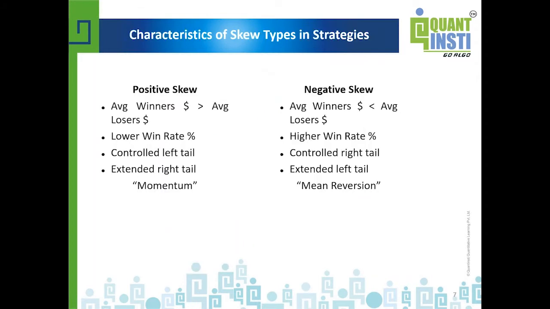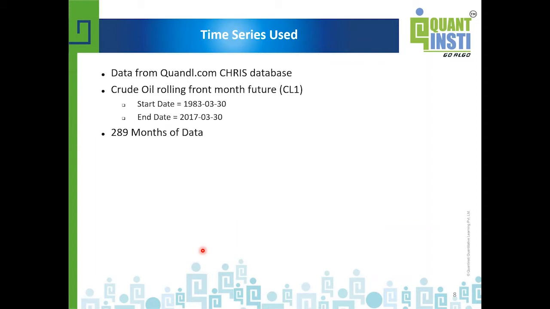So let's continue with the time series used. This is the data that we used. I used it from Quandl's CRIS database, and the crude oil rolling front month future. I'm not sure how many people here are familiar with futures, but everyone should be familiar with crude oil. The reason why I selected it is it has a very large history going back till 1983. Actually, ETFs would have been a great choice, but the ETFs are still relatively new. So this gave me a significant number more data. So I have 289 months of data for this. So it's statistically more significant than if I use the ETF.